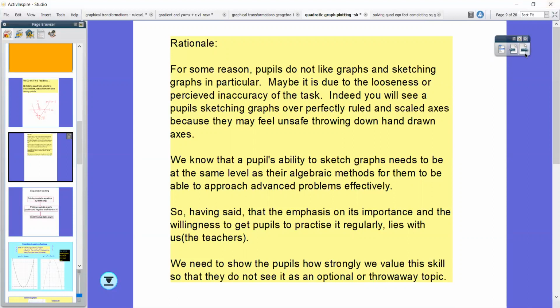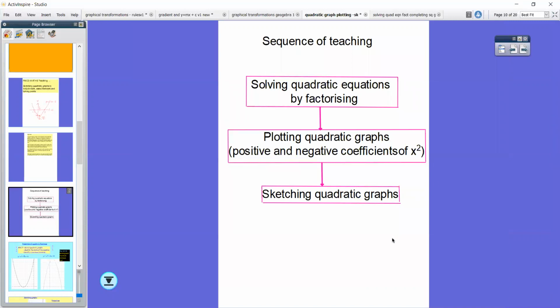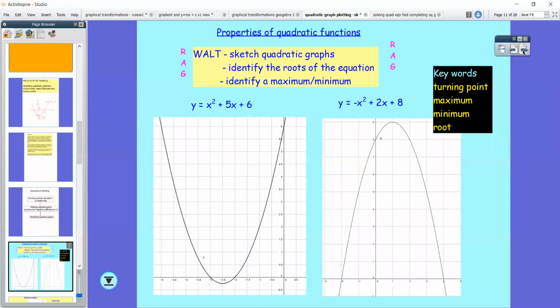Okay, so a sequence of teaching, things that should have been covered: solving quadratic equations by factorising. Obviously, expanding brackets as well, they would have done that beforehand, I expect. Plotting quadratic graphs, positive and negative coefficients of x squared, because they need to recognise that in the sketch, so they'll know the shape of that curve. And then we're on to what we're doing today, which is the sketching of quadratic graphs.